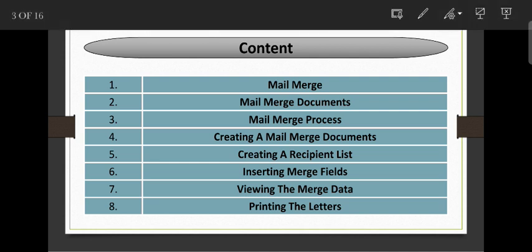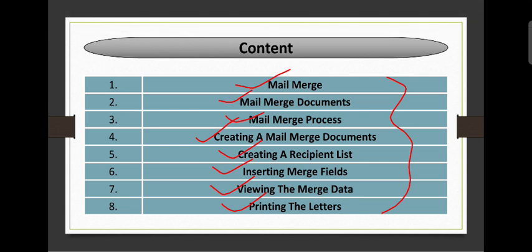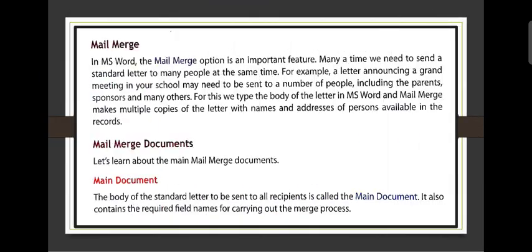This is the content of this chapter. In this video I am going to discuss all the 8 contents from this chapter. First is mail merge, next is mail merge document, mail merge process, creating a mail merge, creating a recipients list, inserting merge field, viewing the merge data, and printing the letters. So all 8 contents I am going to discuss in this video. Now move on to the main topic.